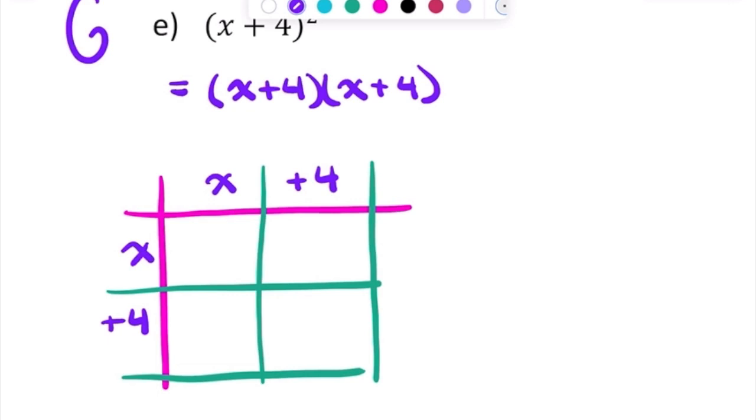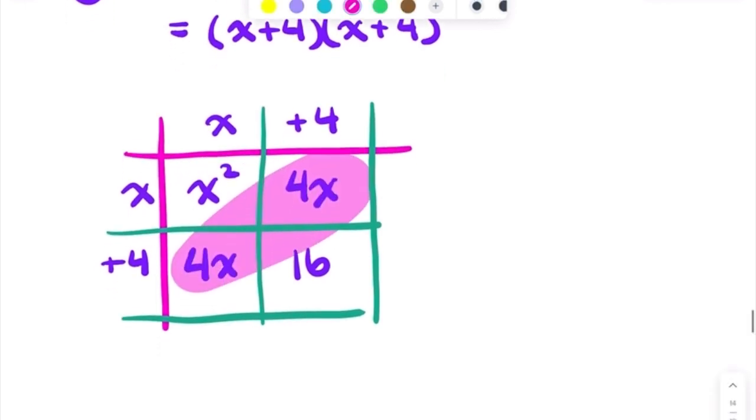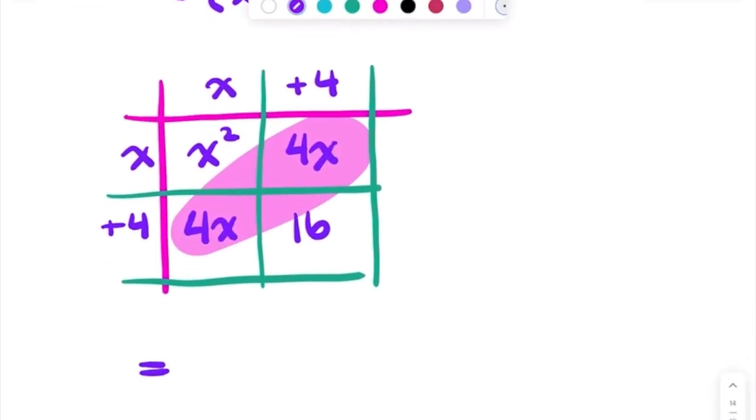All right, top left corner, x times x gives me x squared. Moving to the right, x times 4 gives me 4x. Bottom row, 4 times x gives me 4x, and 4 times 4 gives me 16. I'm looking for any like terms, and those happen to be found along the diagonal here as well. So my final answer after collecting the like terms should be x squared plus 8x plus 16.